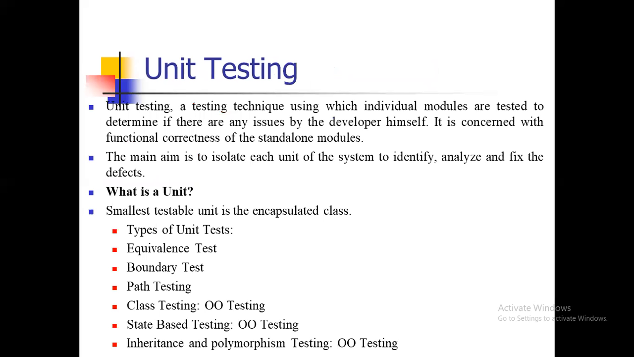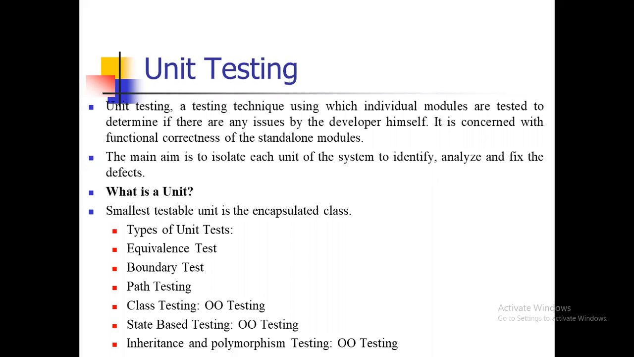Then next one is unit testing. Unit testing is not concerned with the whole system together. It focuses on the building blocks of the system one by one. We are going to test the system unit wise, or block wise. So it finds the faults in the subsystem. Here subsystem means the smallest units of the system.